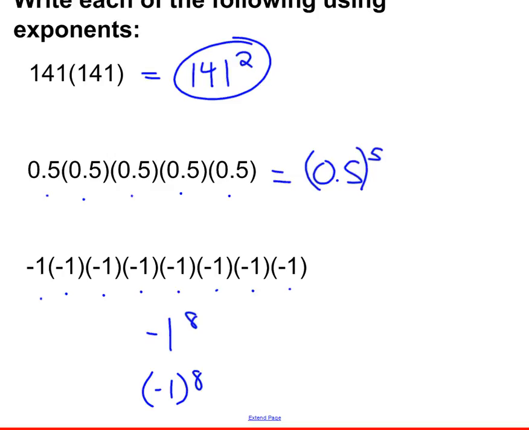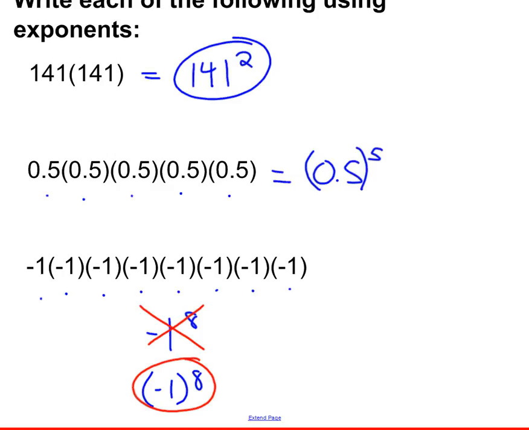The second one is the correct one, because it's the whole negative 1 that's being multiplied by itself 8 times. This top one is not correct because then you'd just be applying the exponent to the 1, and you just have 1 times 1 times 1 times 1, 8 times, with that negative sign way out in front. Okay? Got to have the parentheses if it's the negative 1 that's being multiplied by itself 8 times.